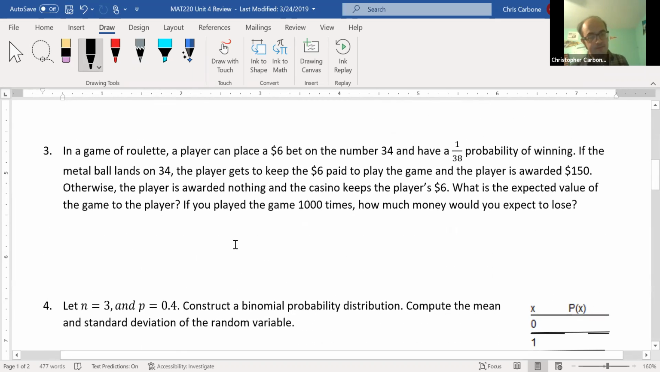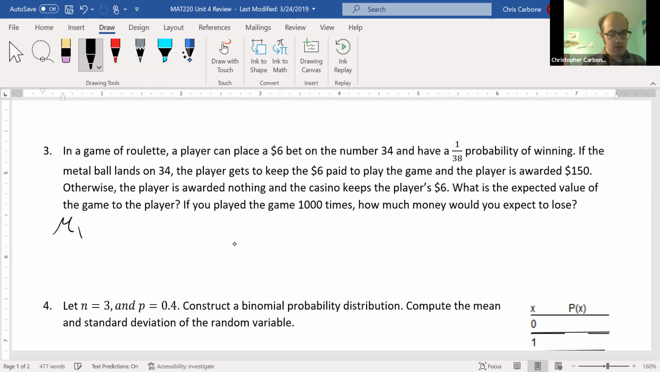For number 3, I have in a game of roulette, a player can place a $6 bet on the number 34 and have a 1/38th probability of winning. If the metal ball lands on 34, the player gets to keep the $6 paid to play the game, and the player is awarded $150. Otherwise, the player is awarded nothing, and the casino keeps the player's $6. We want the expected value of the game to the player.